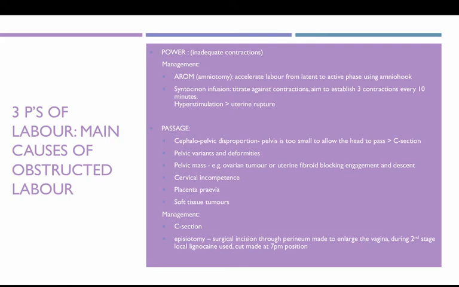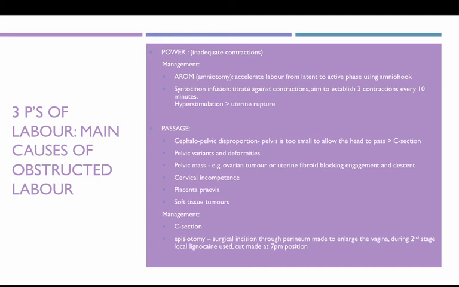The way that it's managed is you can have an amniotomy, which accelerates labour from the latent to active phase, and this is done using an amnio hook. Syntocin infusion, which you can administer to increase the power of the contractions. However, you need to titrate it so that you're not getting more than 3 contractions every 10 minutes, because if you get hyperstimulation, it could increase the risk of uterine rupture.